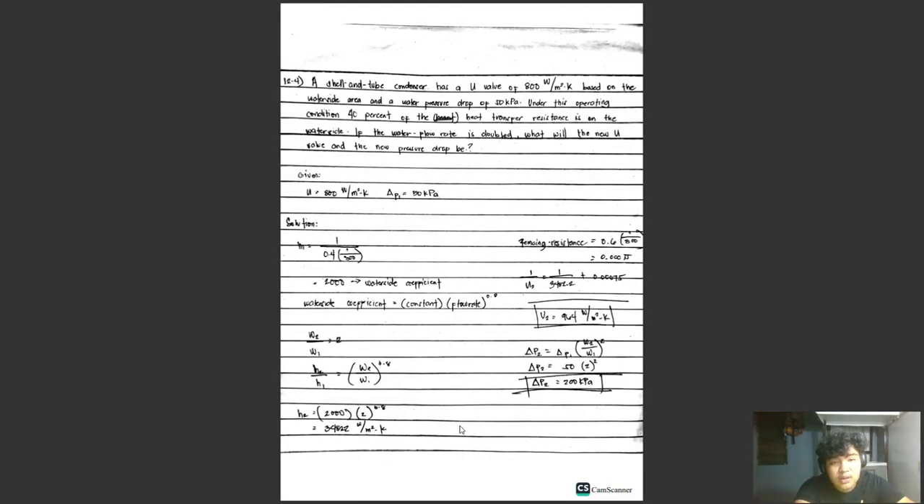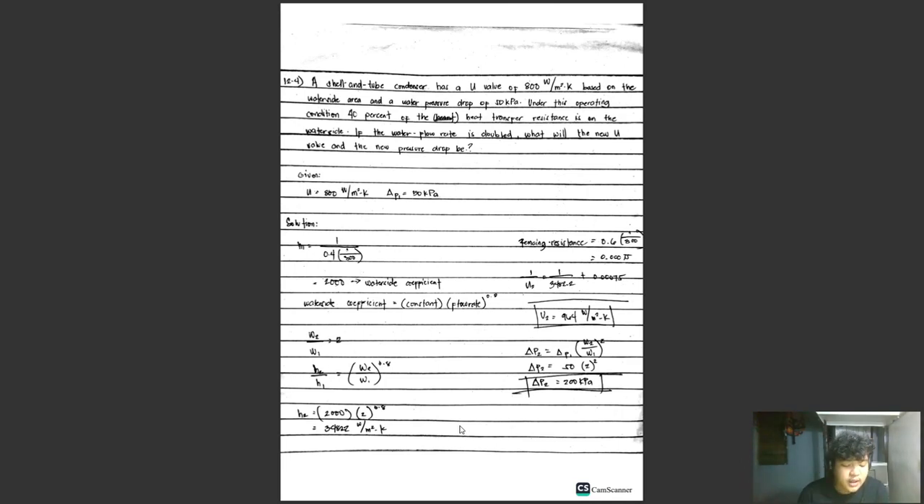Moving on to problem 12-4. A shell and tube condenser has a U value of 800 W over m squared K based on the water side area and a water pressure drop of 50 kilopascals. Under this operating condition, 40% of the heat transfer resistance is on the water side. If the water flow rate is doubled, what will be the new U value and the new pressure drop? So U value naman ato pangitaan diri and the pressure drop.